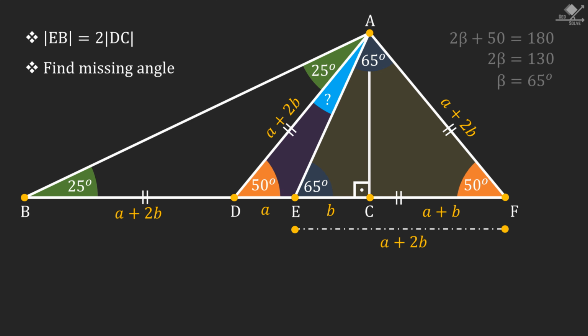Finally, let's focus on this purple triangle. We can use the exterior angle theorem once again to write our unknown angle plus 50 equals 65 degrees. And from here we can find our missing angle as 15 degrees, and that will be our answer.